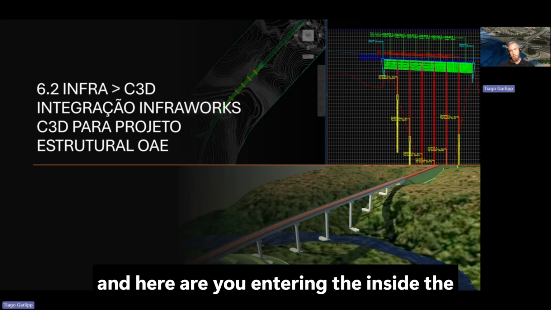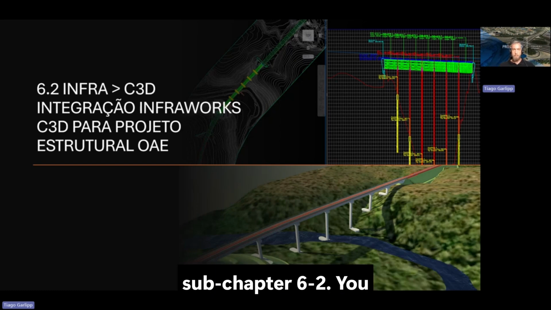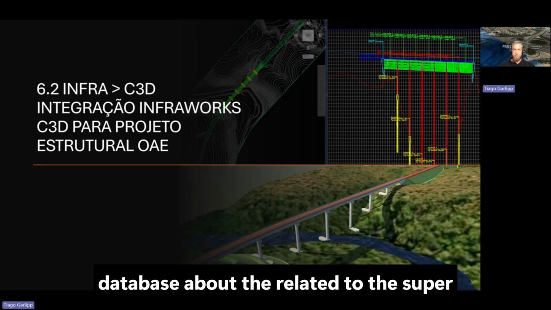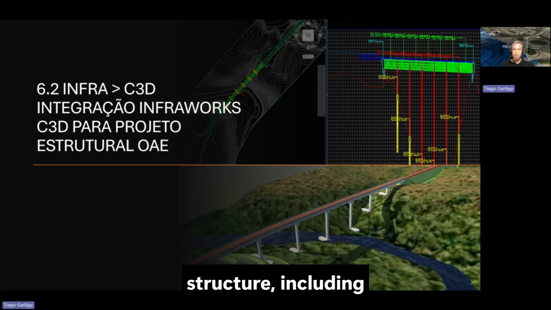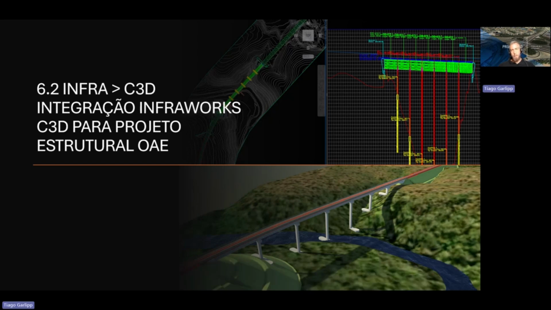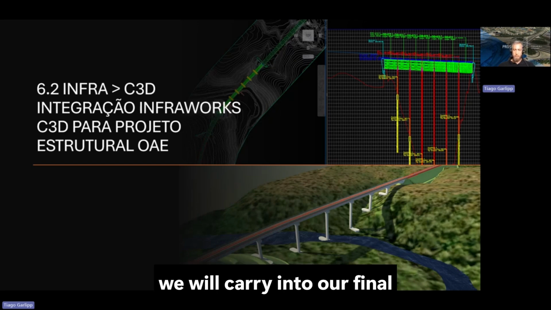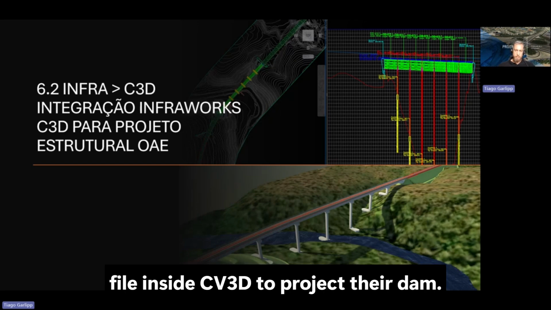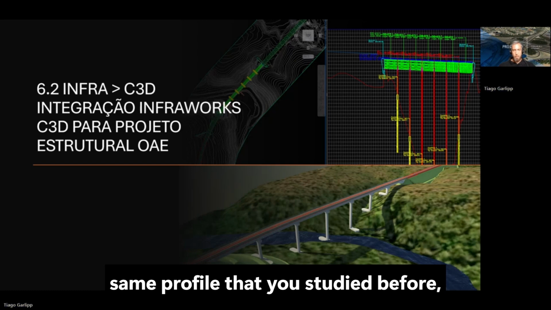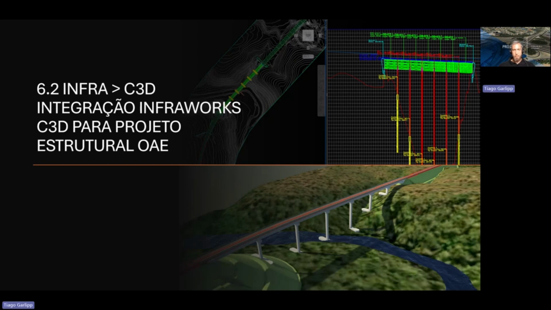And here you enter inside subchapter 6.2. You come back to Civil 3D to import the database related to the superstructure, including piers, foundations, abutment, decks, and so on. So with all of this, we will carry it into our final file inside Civil 3D to project it inside the profile used in our study. The same profile that you studied before, okay?